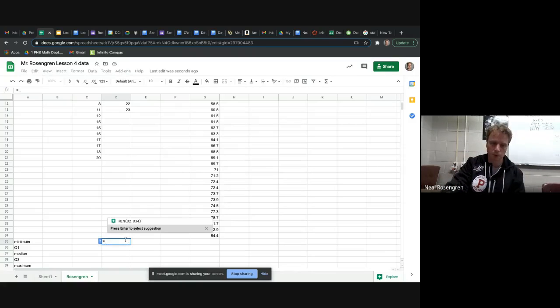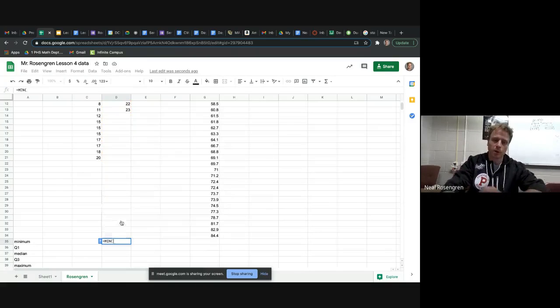So I'm gonna say equals. Again, it makes that same suggestion based on the data. And it also looks over here, which is crazy. The behind the scenes technology in this software is amazing. But that's what I'm gonna do. I'm gonna say min, M-I-N. And usually formulas are capitalized. I think we could get away with it though if we went lowercase, still works, okay?